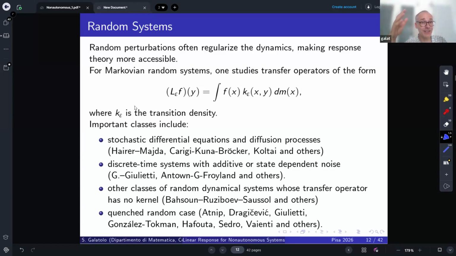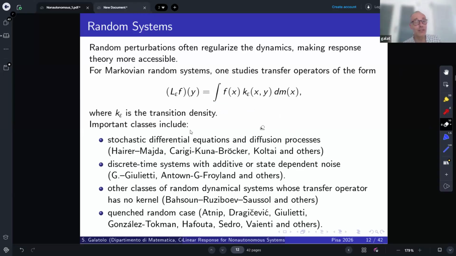In the random case, something good happens, which is the fact that the noise sometimes helps smoothing things. The noise arrives and creates some smoothing, for which many times you are led to consider as transfer operator an operator having a kernel like this. And when the kernel is smooth, the operator is a smoothing operator. And this helps because of the reason that we have seen before. For example, if the phase space is compact, you will have a compact operator instead of a quasi-compact one. So it will help both to get the spectral gap and the required smoothness.